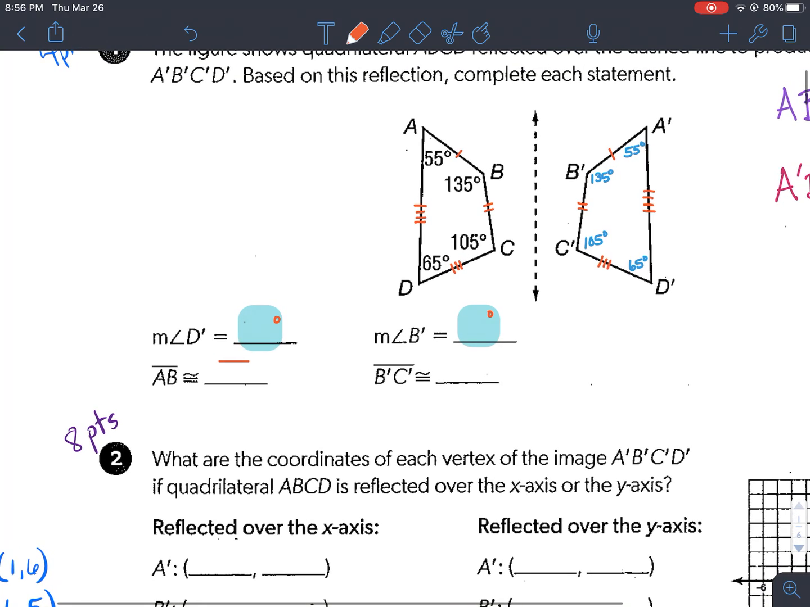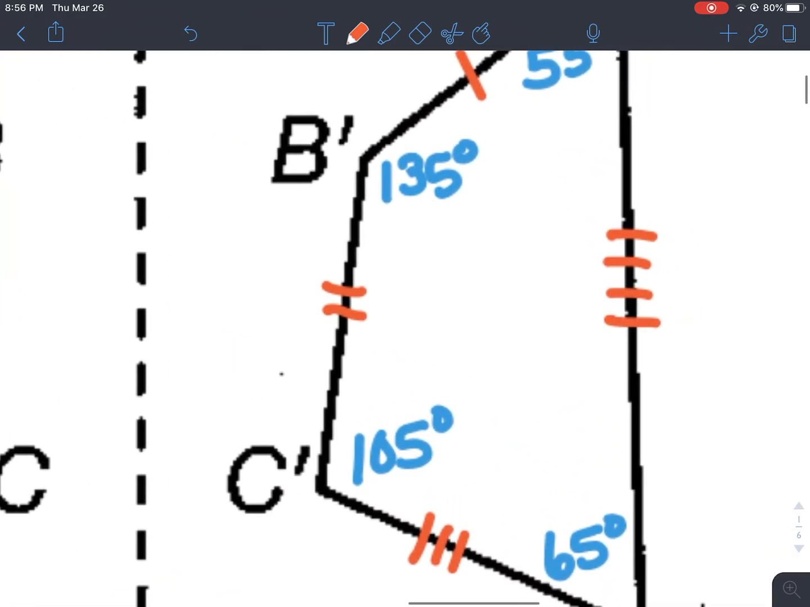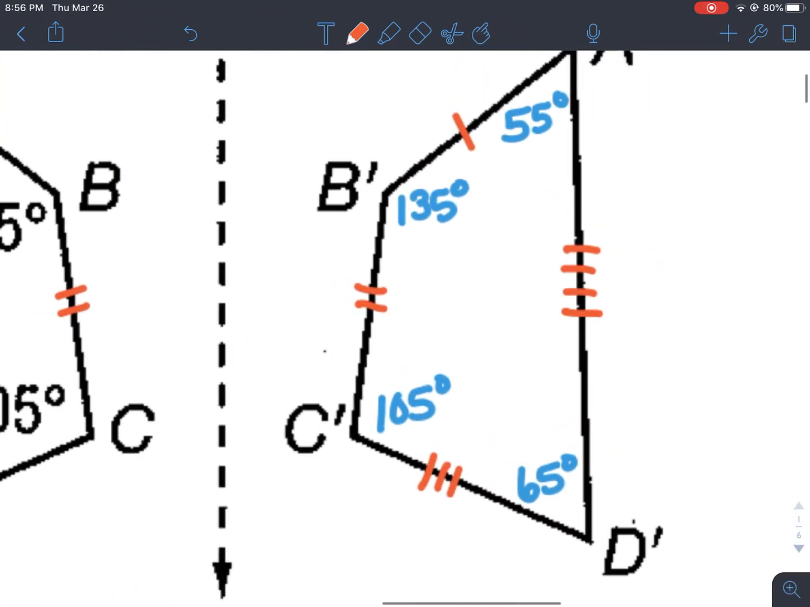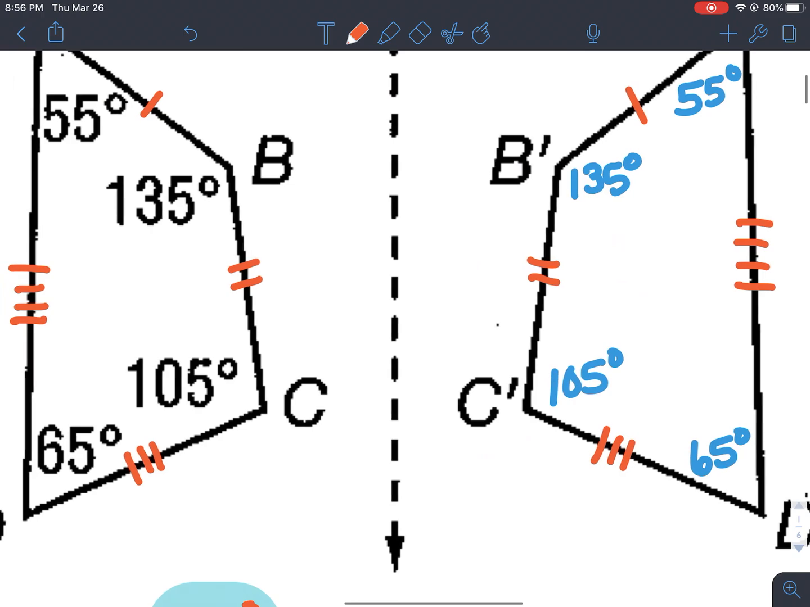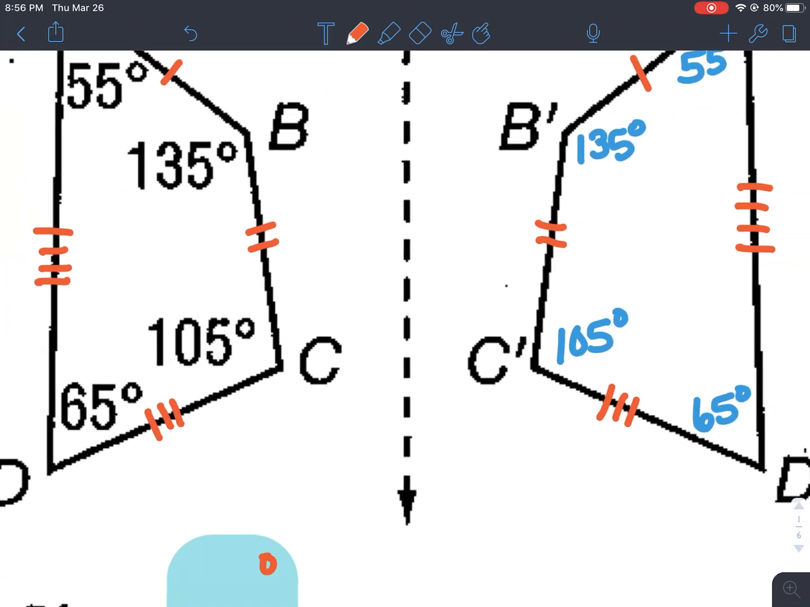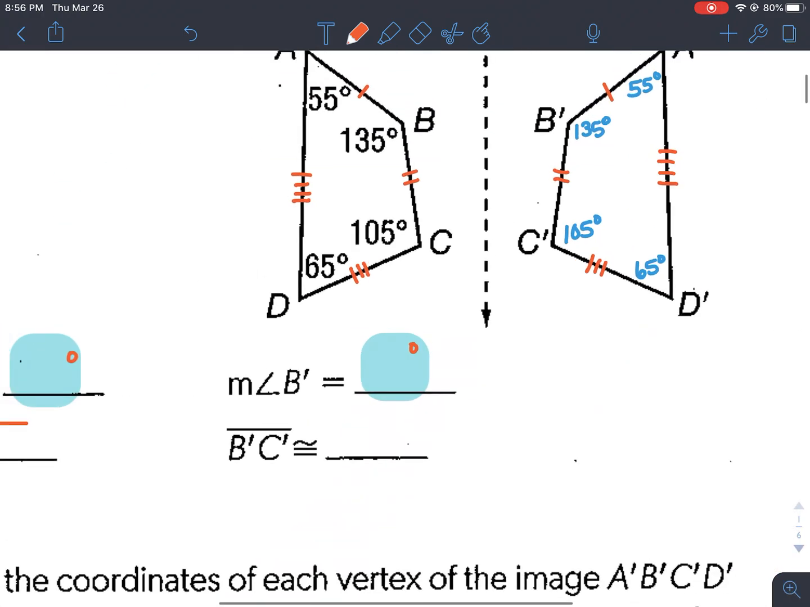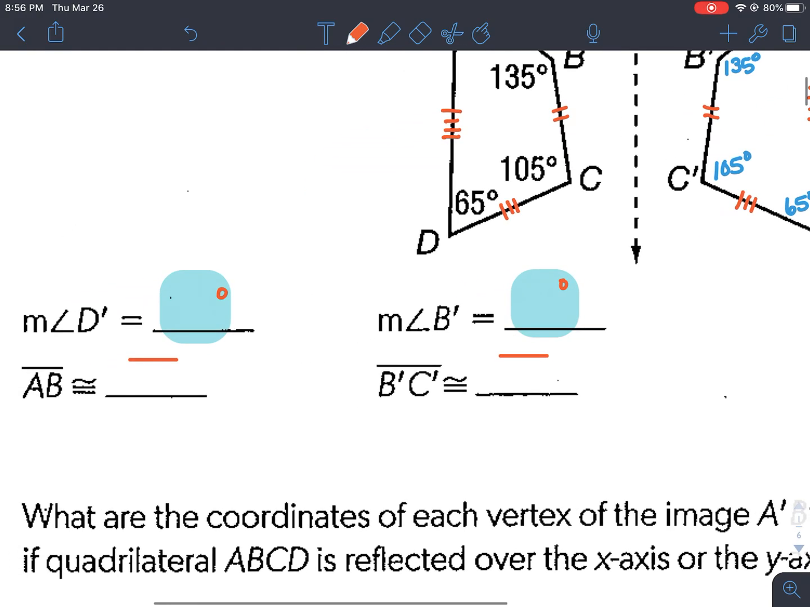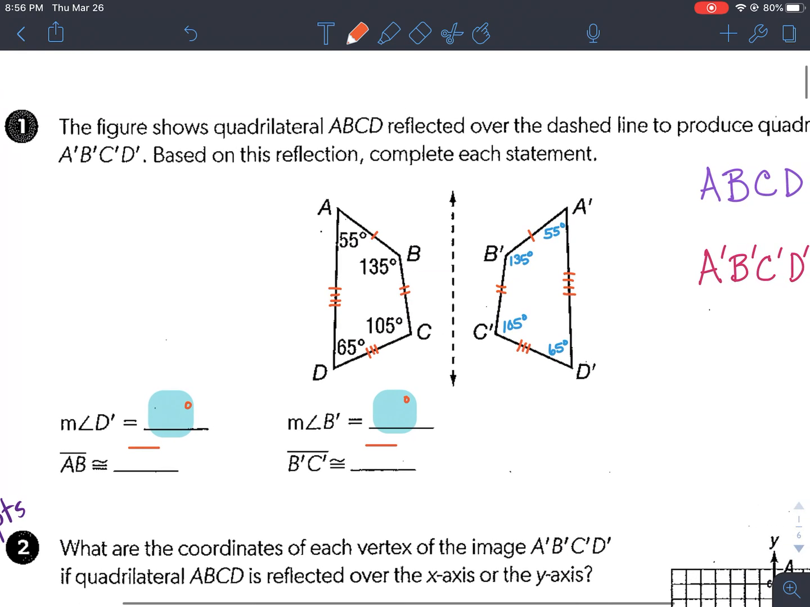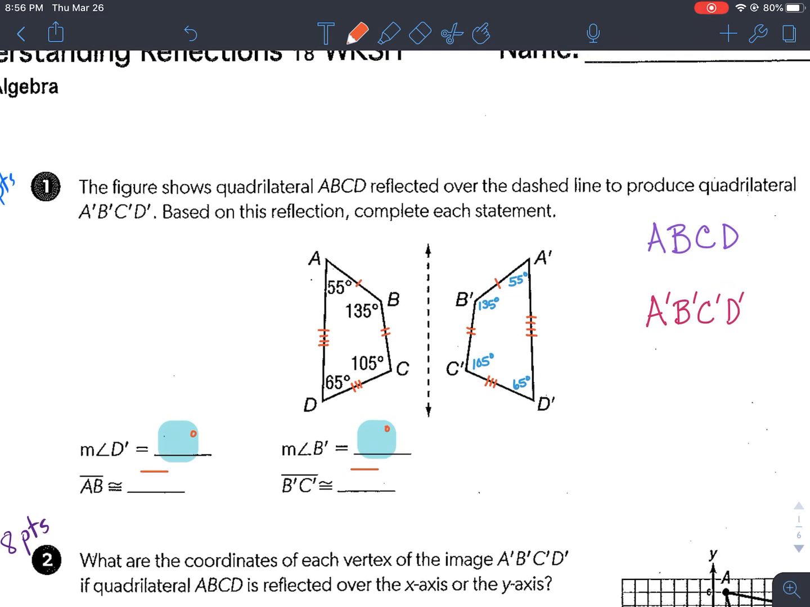Then you're going to do the same for B prime, C prime. So here is B prime, C prime. It's got the 2 tick marks. So find whatever side over here has 2 tick marks and write that down over here with the line above it. So you'll answer those 4 given that information. If you have any questions on number 1, don't hesitate to ask.